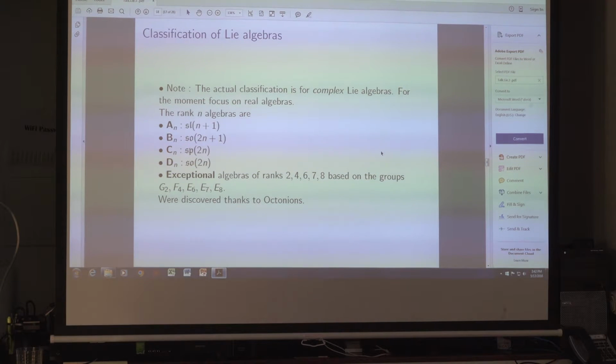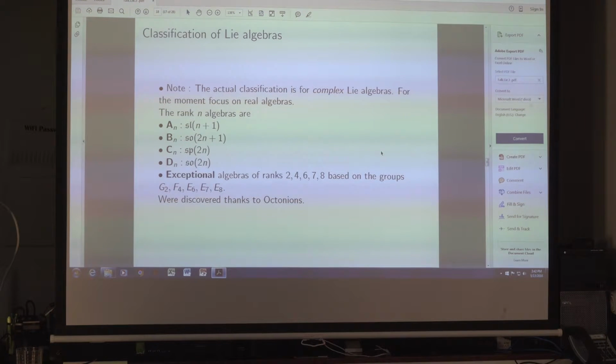Now let's look at the classification of Lie algebras. When you look at your books, the actual classification is made for complex Lie algebras. We'll talk later about the real Lie algebras. For now we're going to draw pictures in a real Euclidean space, but keep in mind that in reality this classification was made for complex Lie algebras. So we have the A, B, C, D series, and the E, the exceptional series.